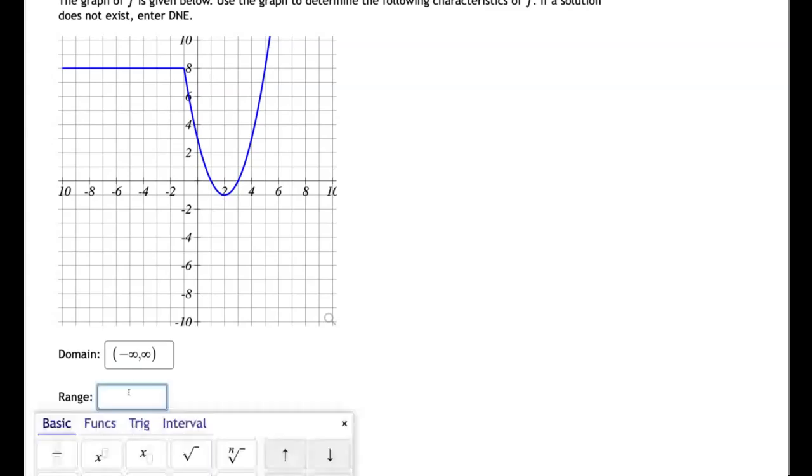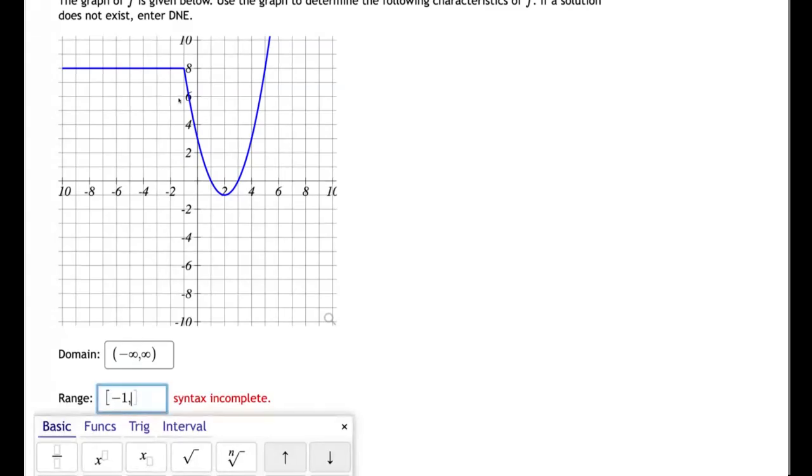Our range. So the bottom of our graph, even though this thing goes on forever, this thing goes up, but nothing goes past this point right here. So because nothing goes past this point, this is our lowest y value. So this y value is going to be negative 1. There is a point there, so that point is going to be a closed circle. So a closed circle means a square bracket. So a square bracket at negative 1.